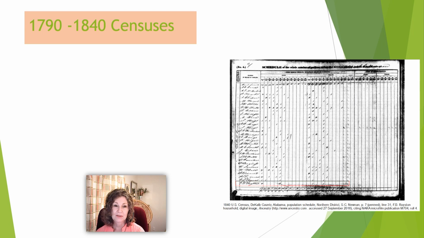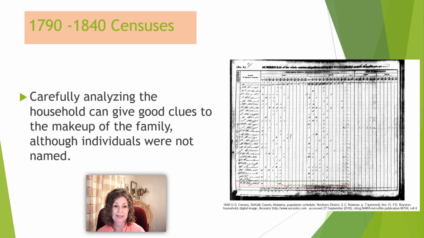So, 1790 to 1840 censuses. Carefully analyzing the household can give good clues to the makeup of the family, even though individuals were not named. Key to this kind of research is combining these censuses with other records, and that is key in all of our research, but especially with these records, we have to combine.